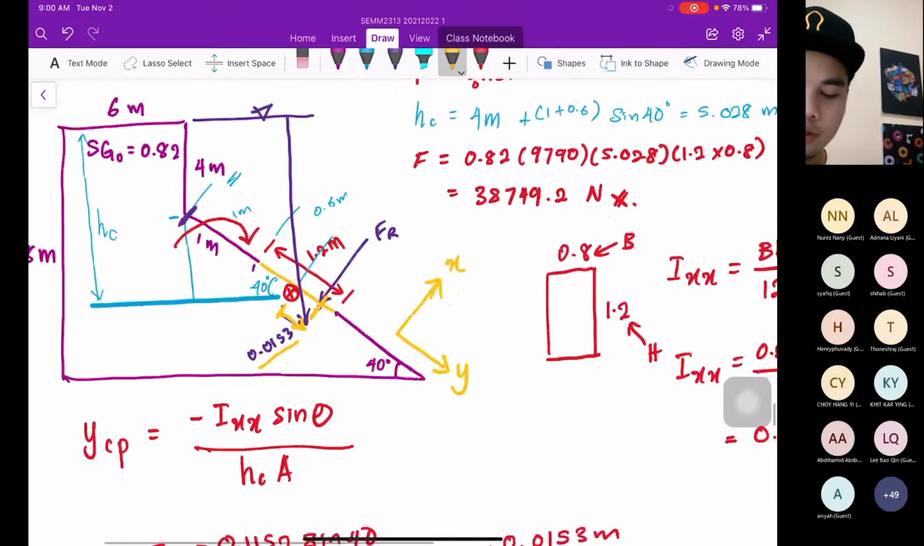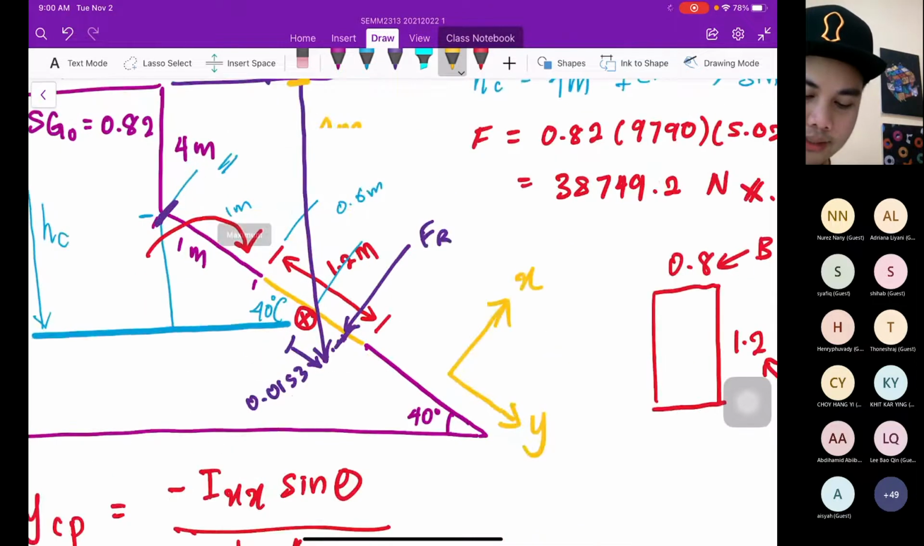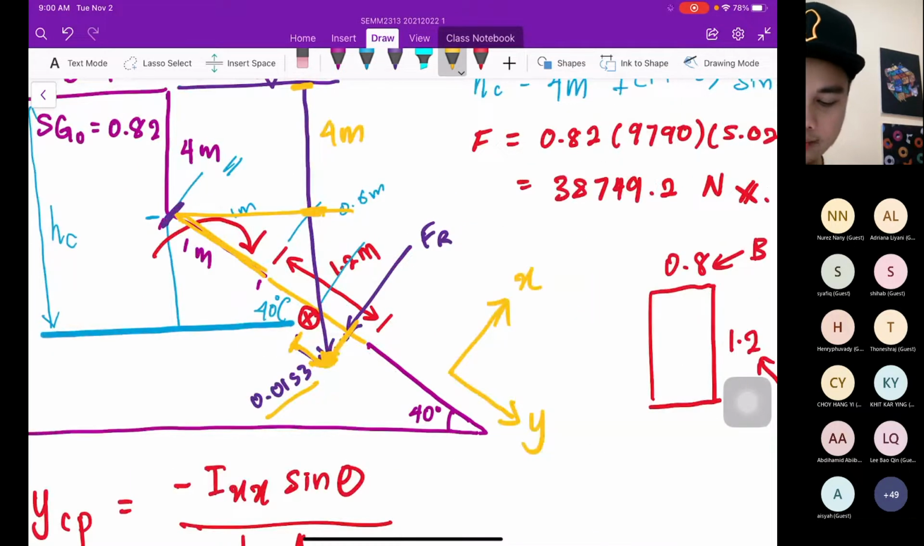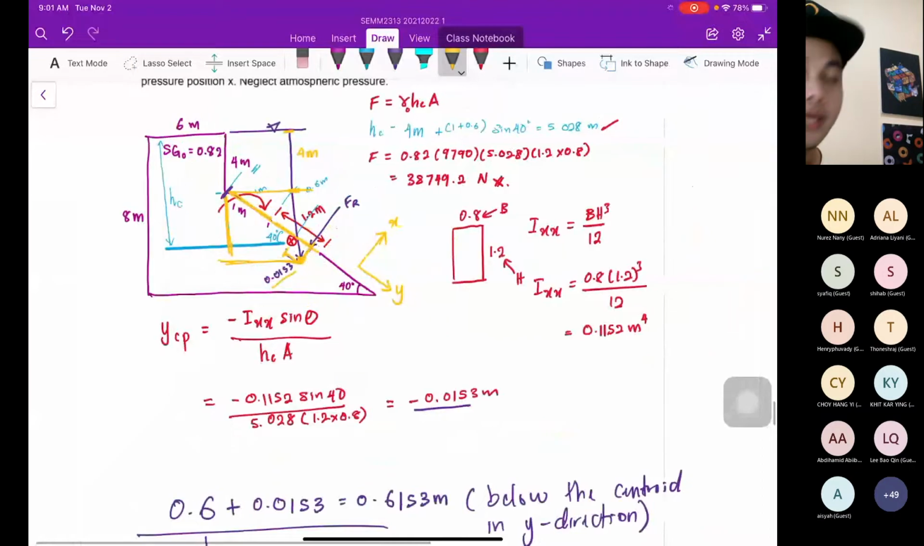Okay, so in order to calculate the HP from the surface to here, you just divide. This is 4 meter and you need to calculate from here to here, using the hypotenuse. So 1 meter, plus this one, 0.6, plus 0.0153, you get the total value. You multiply with sine 40, you will find this one. And then total up. Okay. Okay, doctor. I understand. But why is the sentence below centroid in one direction?